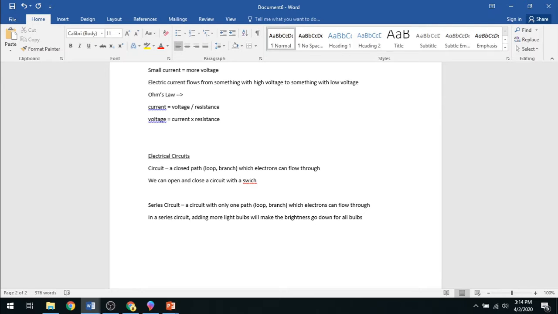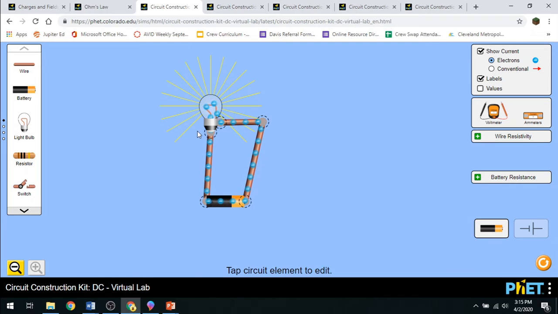And the same thing would apply if you had pencil sharpeners. If you had 3 pencil sharpeners hooked up in series, so instead of light bulbs, you had pencil sharpeners, well, then each electric pencil sharpener would not work as well because they were all hooked up in series.